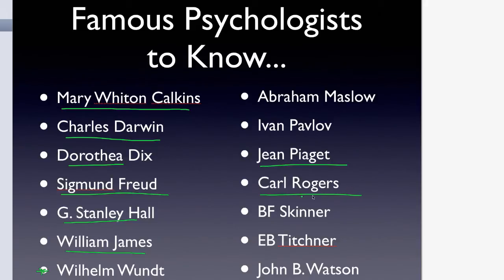Carl Rogers is just like Mr. Rogers. He's a feel-good guy. He's the humanist. B.F. Skinner, in the Skinner boxes. He's the guy with Baby Albert. E.B. Titchener and John B. Watson, another behaviorist.